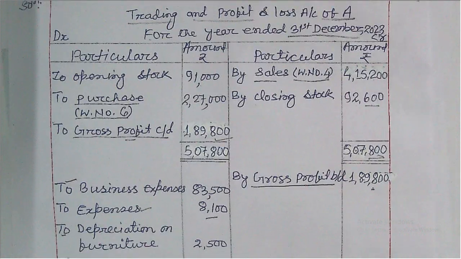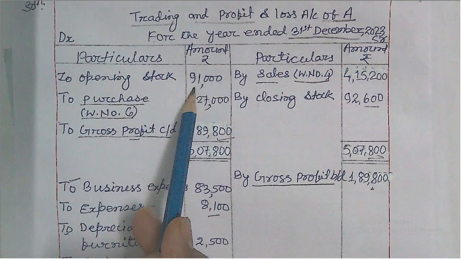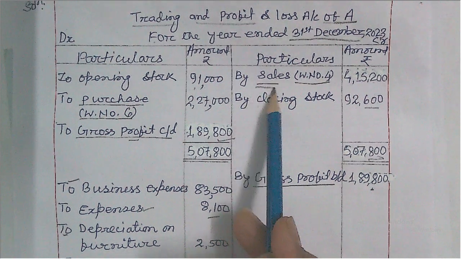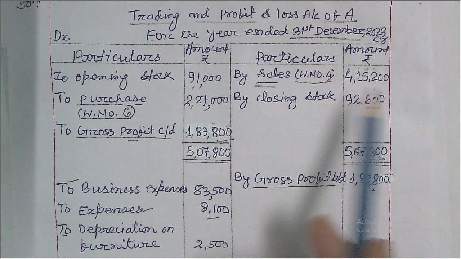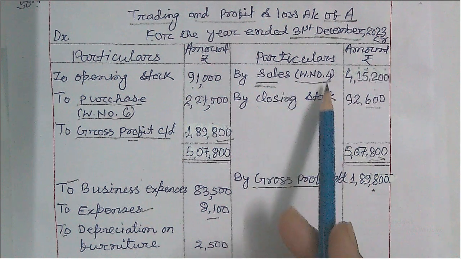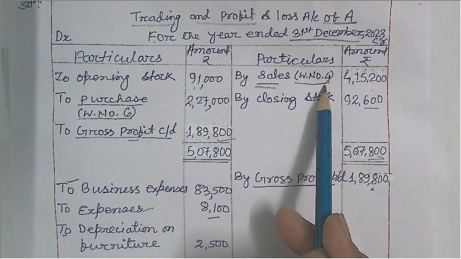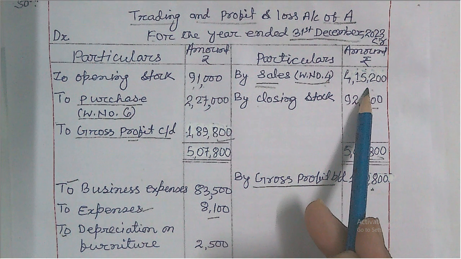Now opening stock is given in the question, 91,000, and the sales figure is not given. This is the amount 4,15,200. It is worked out as per working note number 4. Many working notes have been done, so serially one by one I will show you. After showing this solution, I will come to the working notes later on. So 4,15,200 is the sales figure.